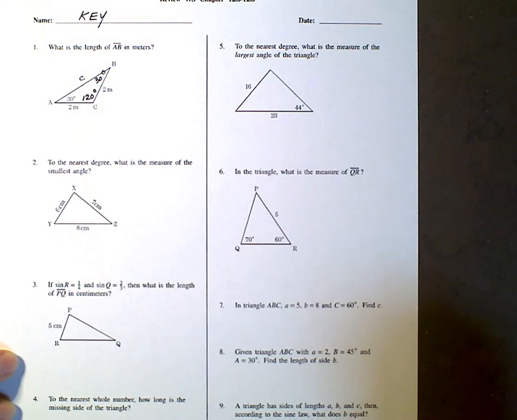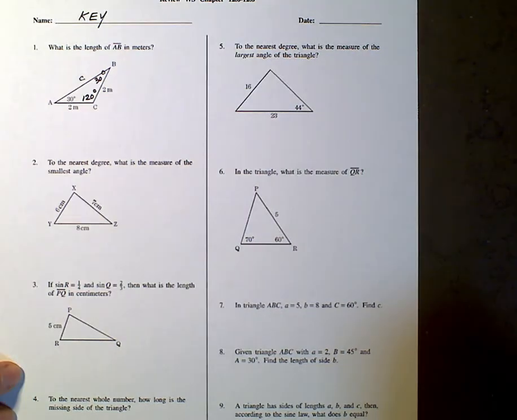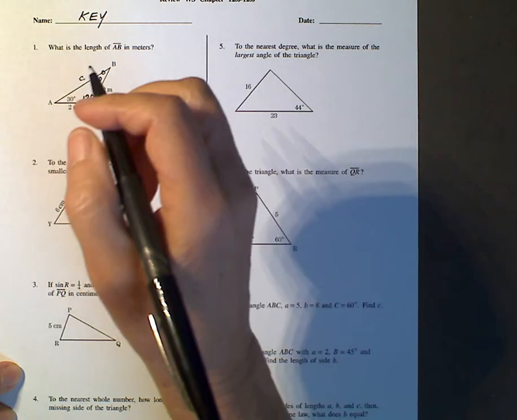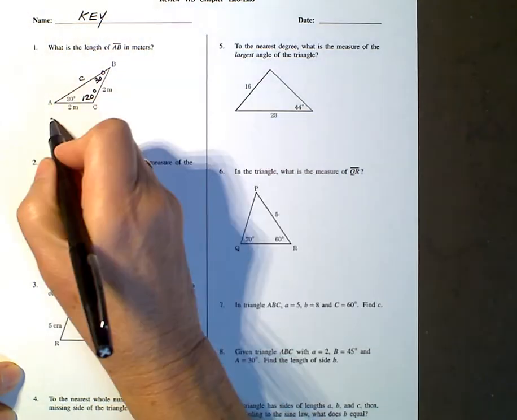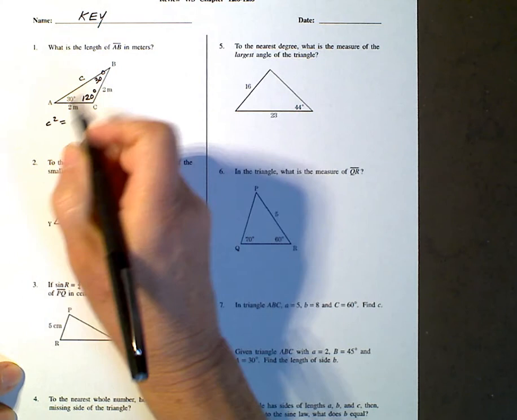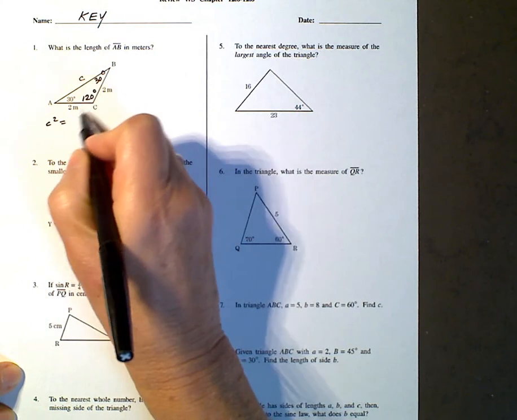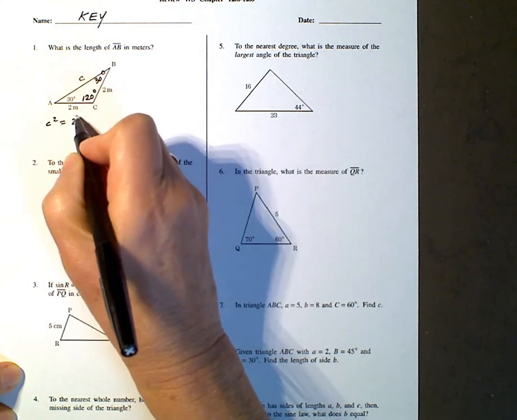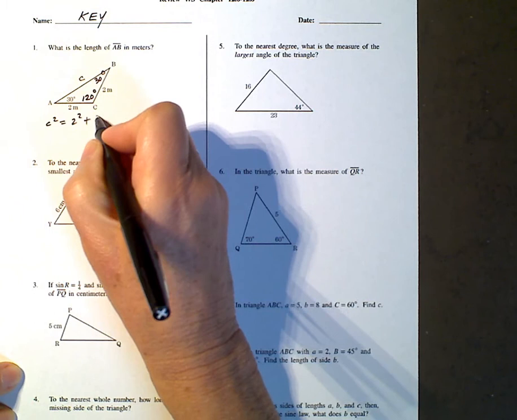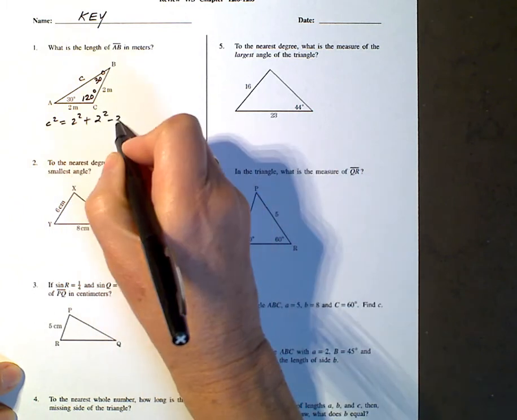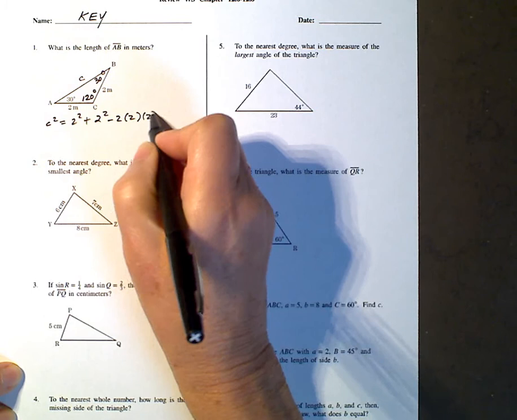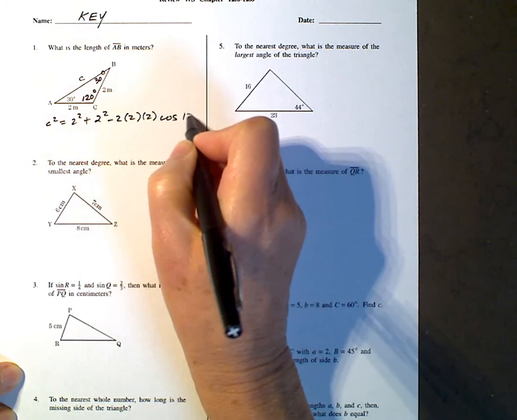So then I can use the law of cosines to find side little c. So I would say that c squared will be equal to the sum of those two sides squared, minus 2 times the product of those two sides times the cosine of 120 degrees.